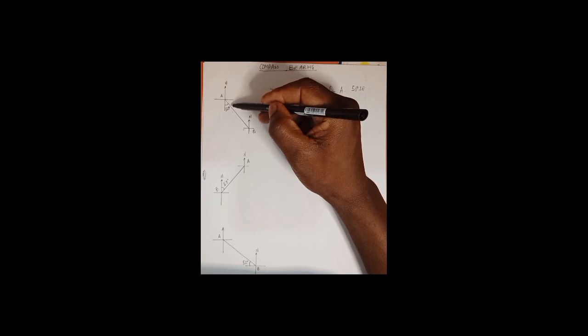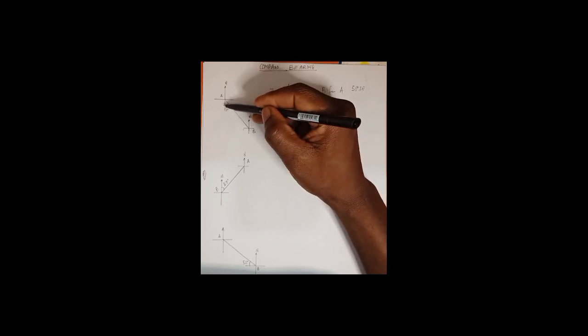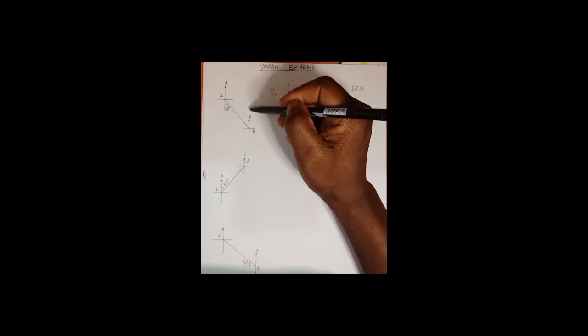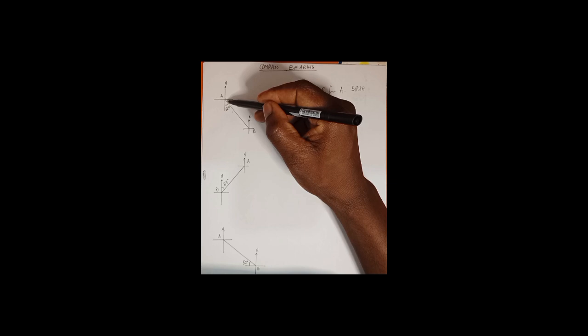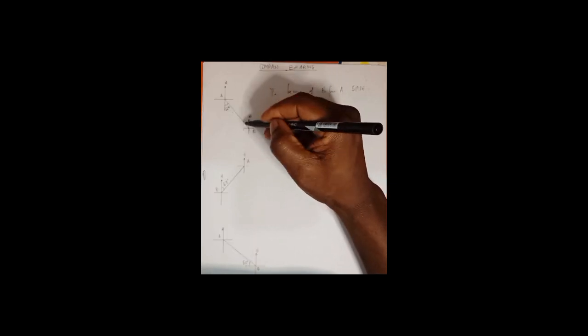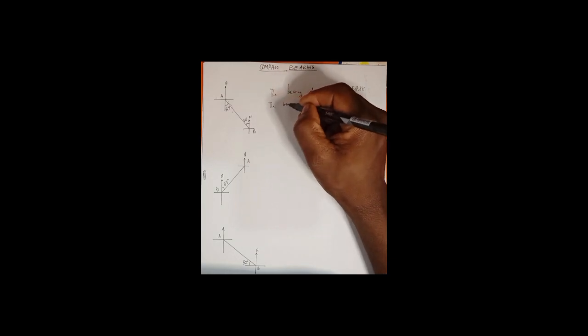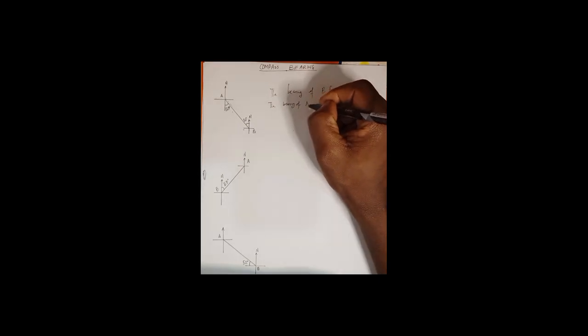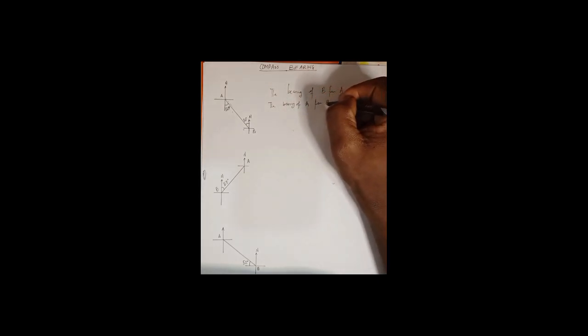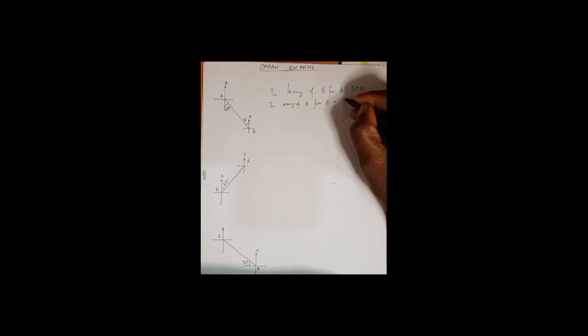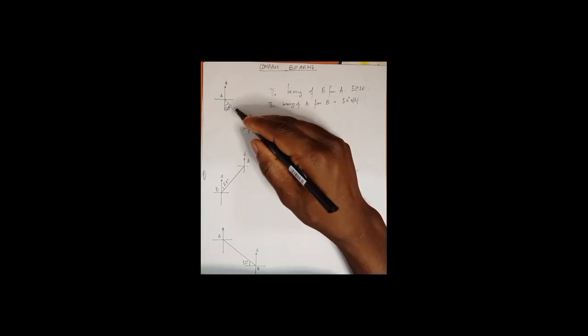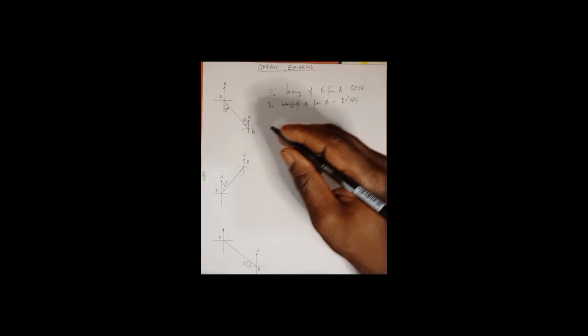From our knowledge of alternate angles, since these two lines are parallel, the angle here and the angle here are the same. So this would also be 50 degrees. So the bearing of A from B is 50 degrees northwest. 50 degrees northwest.